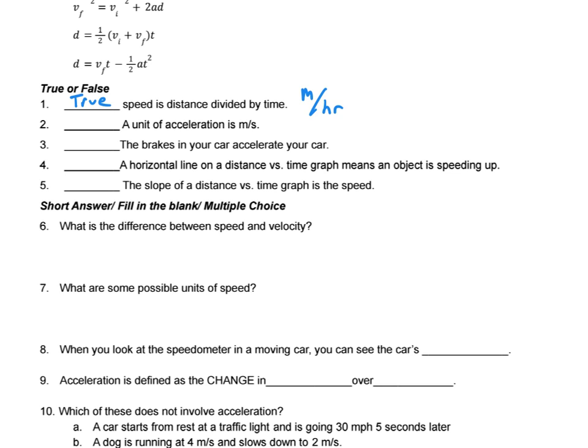A unit for acceleration is meters per second. That is going to be false. Meters per second would be a unit of velocity, not acceleration. It would need to be meters per second squared. The brakes in your car accelerate your car. That one is true.